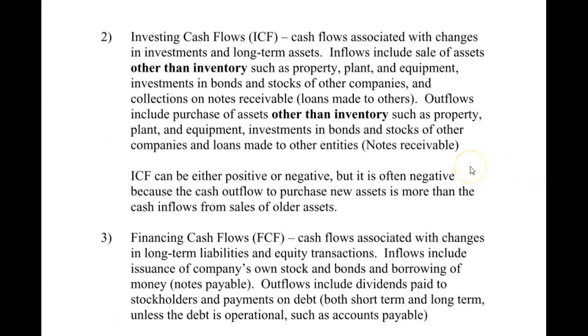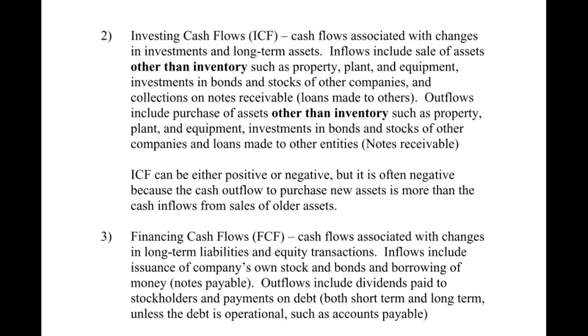Let's go on to the next page. Our next section is the investing section. This is cash flows associated with changes in investments and long-term assets. We had current assets on the previous page, and we have long-term assets here, so that takes care of our assets. When you see investing, don't just get confused with investments; think of it also as investing in ourselves. When we buy long-term assets, those are our capital expenditures.